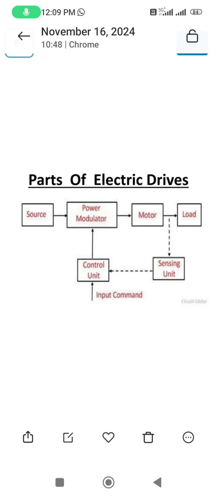So here it is a closed loop form. From the motor we have a sensing unit. The sensing unit senses the voltage and current values, speed, everything, and it is sent to the control unit. Accordingly the power modulator will act. So these are the parts of the electric drives. This is the working. Now we can describe each part.